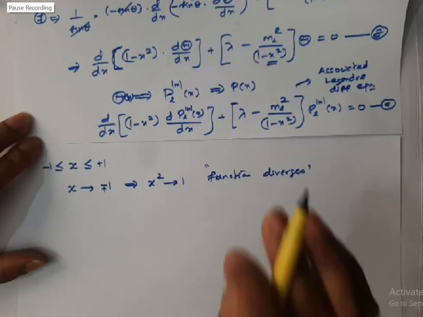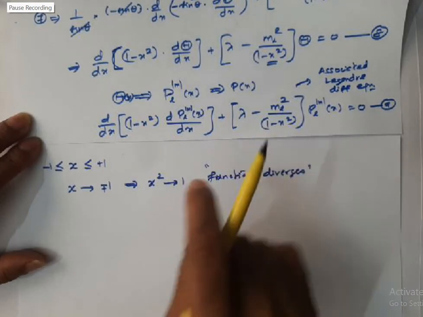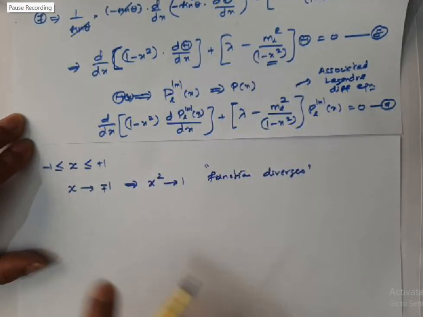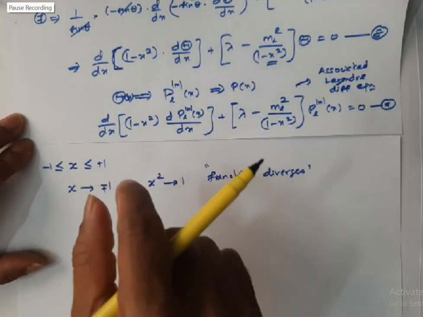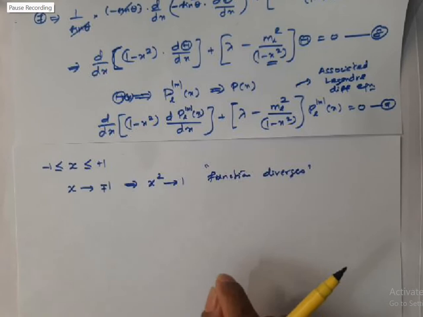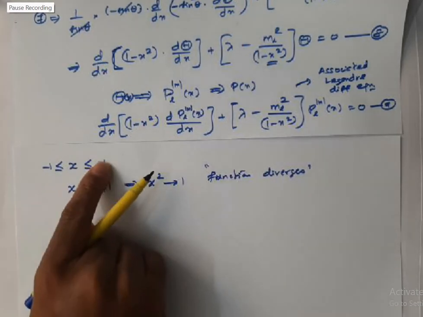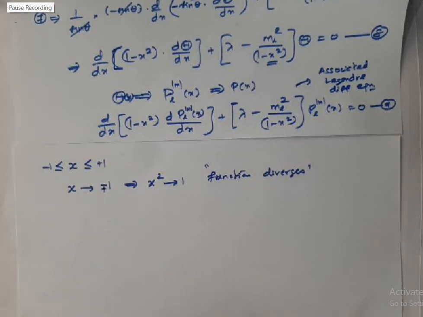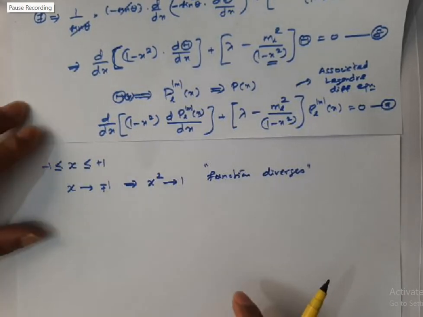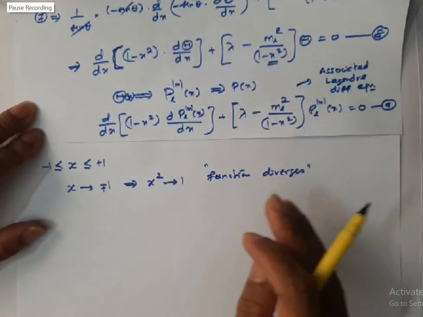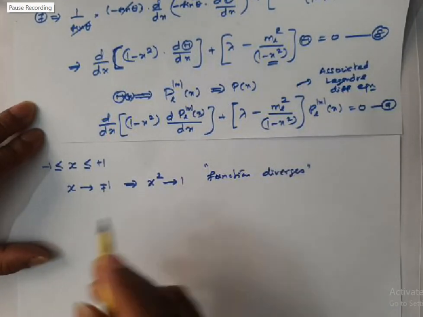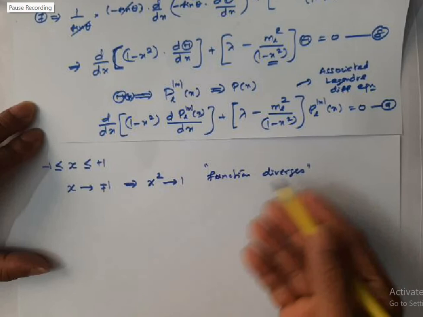Actually the function should vanish at x equal to -1 and at x equal to +1, because these two are the termini. This is one terminus, this is another terminus. So at the extreme points the wave function should become 0. But here the wave function diverges because it goes to infinity. Therefore, to get an acceptable function, here the trouble comes.